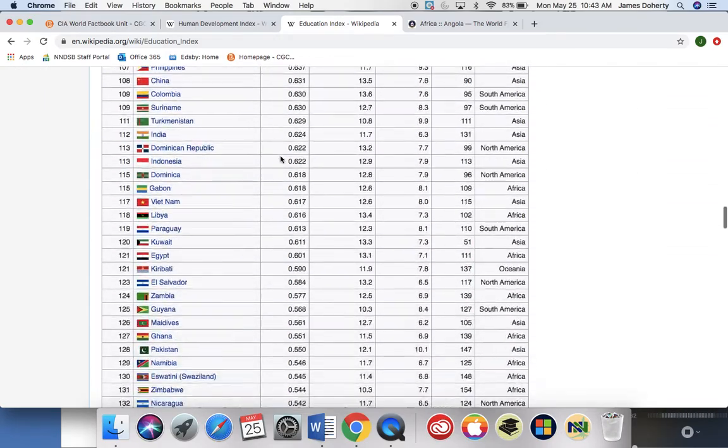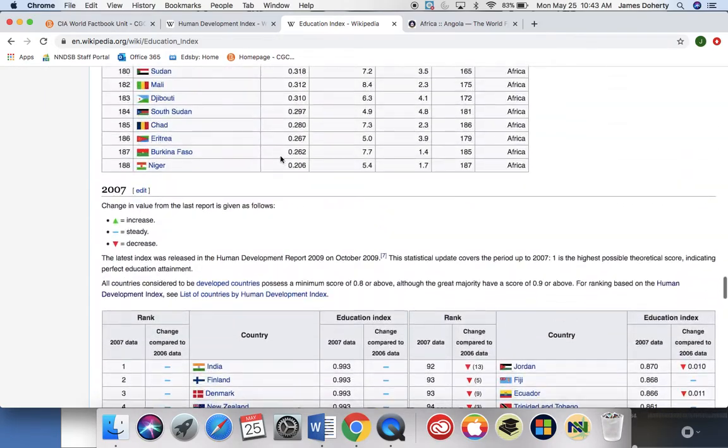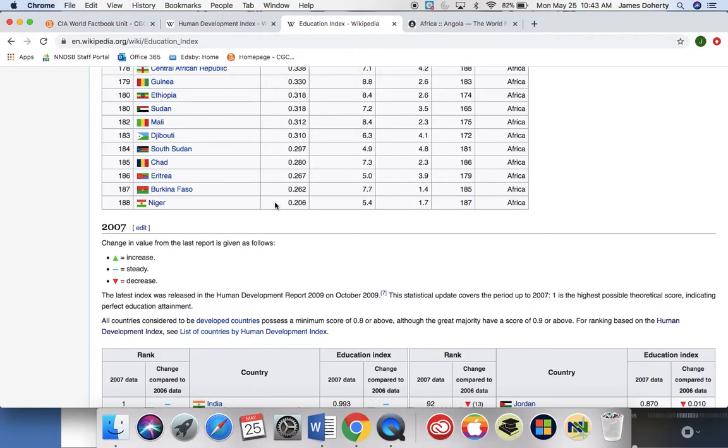And you know that some countries, like Niger, 0.26, they don't have a very good education system. You can assume that they wouldn't have a good economy, they would have a high death rate, they would have a very low life expectancy. They probably have lots of challenges, obviously, because their education is not as good. Definitely they'd have a high fertility rate.